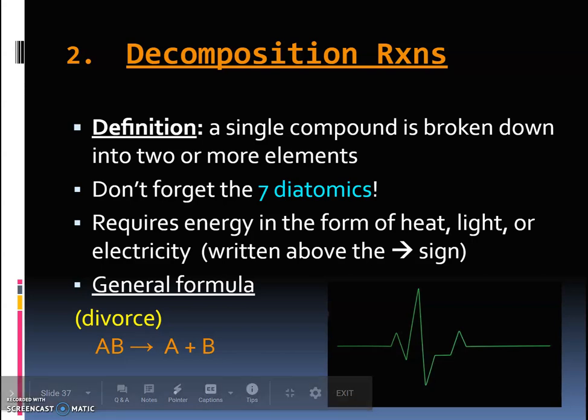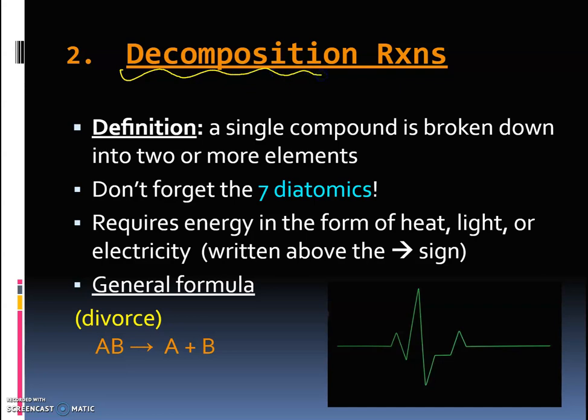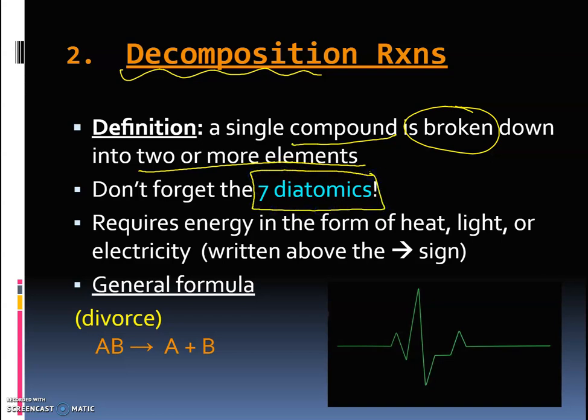Okay, everybody, our second type of reaction are our decomposition reactions. So what does it mean to decompose? That means to break down. So you're breaking down a single compound into two or more elements. Be careful, because when you break them down, sometimes you're going to get one of the diatomic elements. So you have to write down that Br2, I2, N2, Cl2, H2, O2, or F2, for your Brinkelhoff.